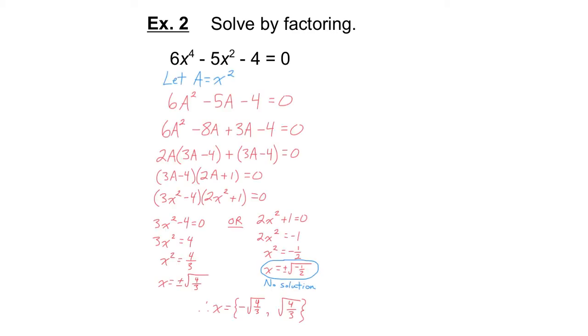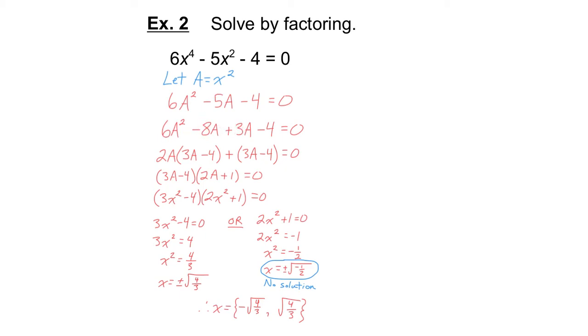So I've got it all on the screen here, and I'll just walk you through it. I did the same thing as I did before, where I let a equals x squared. So x to the 4 is a squared, x squared is a. So now I have my quadratic equation. I noticed that it's a complex trinomial, so I decomposed the middle term. 6 times minus 4 is minus 24. I need two numbers that multiply to minus 24 and add to negative 5. So that was negative 8 and 3.